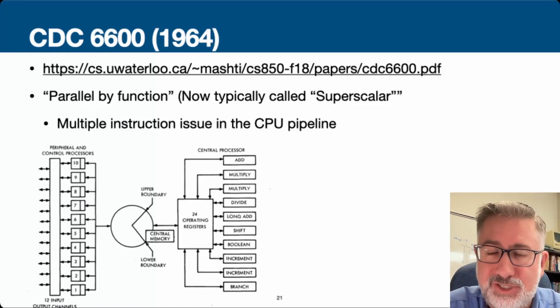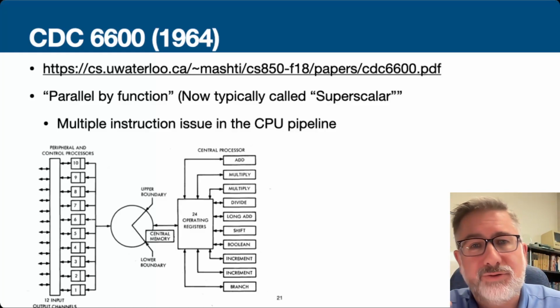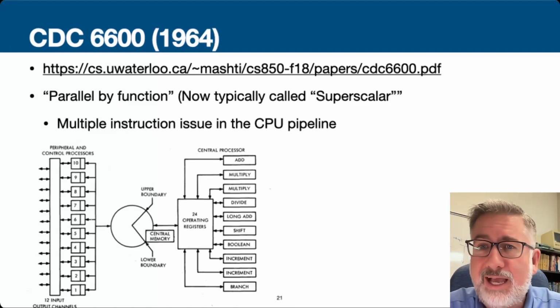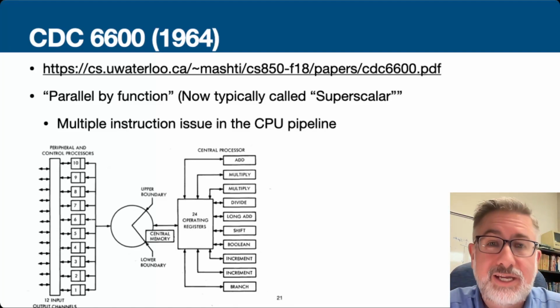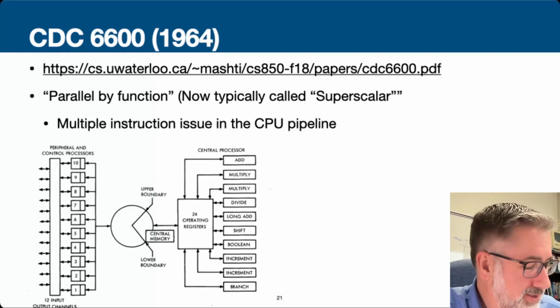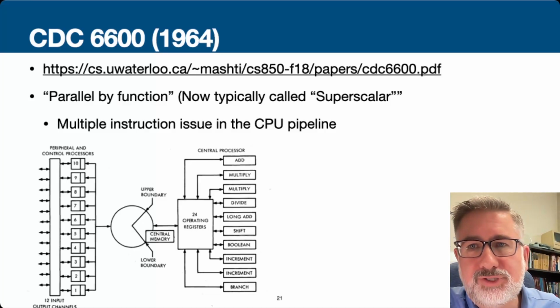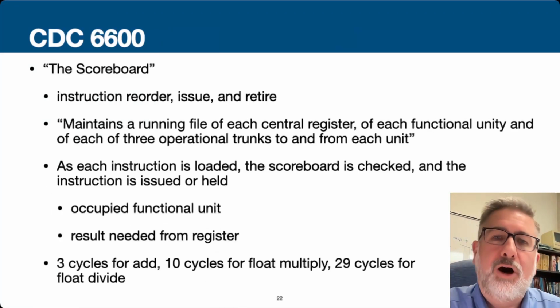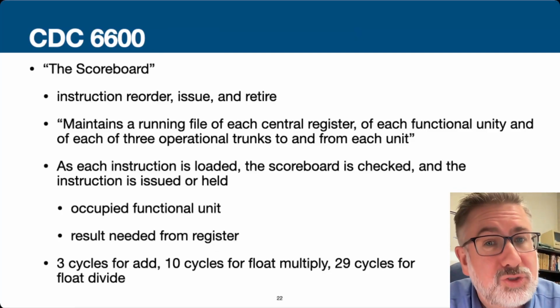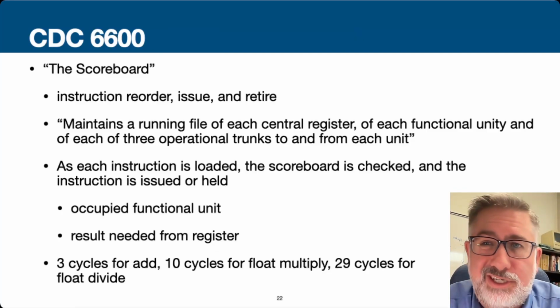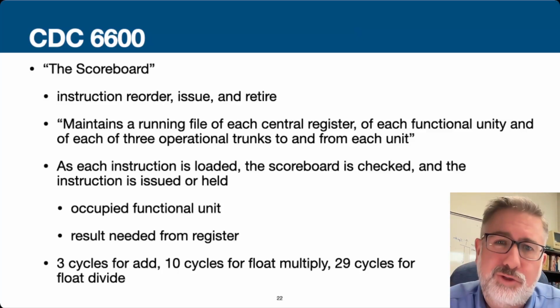When an instruction comes in, how do you decide where it's going to go? How do you decide what registers it's going to access? How do you decide whether things are ready and it's going to wait? The machine has to do all of this for us. And so CDC 6600 also deployed a thing they called the scoreboard, which is the instruction reorder, issue, and retire.